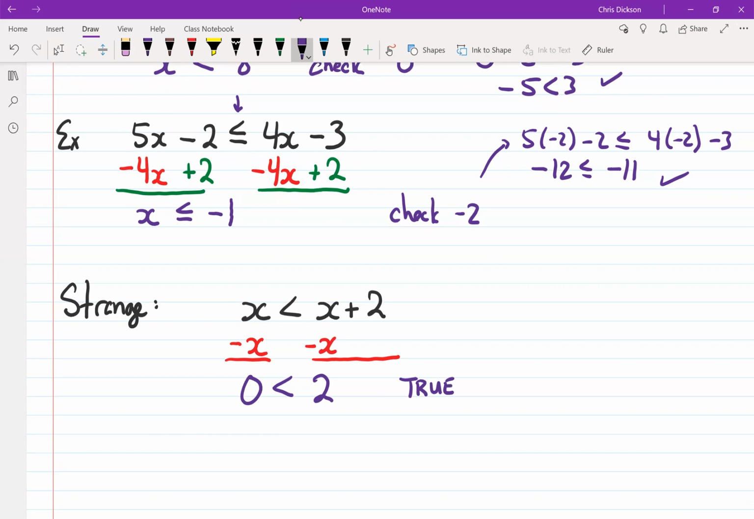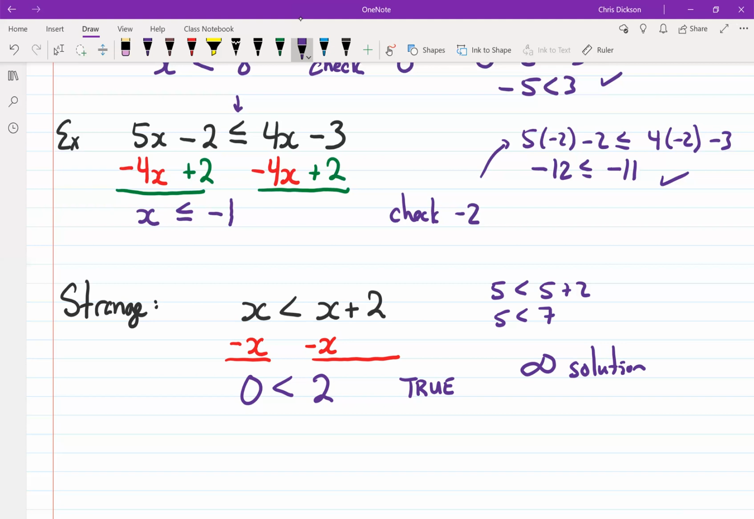So if you get rid of your x's and you get a true statement, what that actually tells us is that there is an infinite number of solutions. Any number you plug in will work. There's not just a set number, there's actually an infinite number of solutions. If you picked 5, you get 5 is less than 5 plus 2, so 5 is less than 7. If you pick 10, you get 10 is less than 12. If you pick 0, 0 is less than 2. And so there's an infinite number of solutions here.